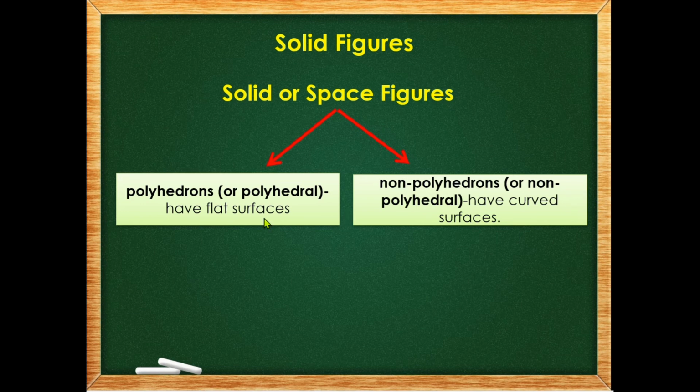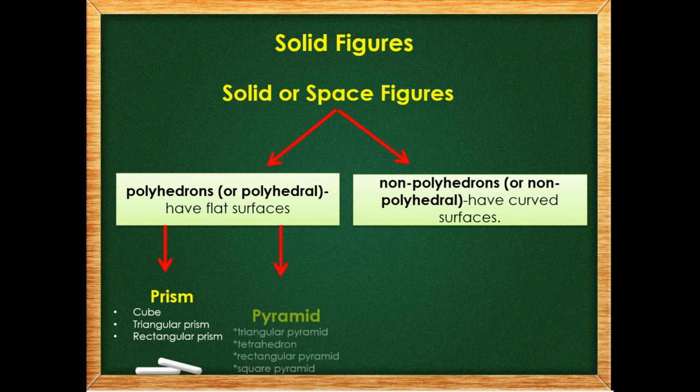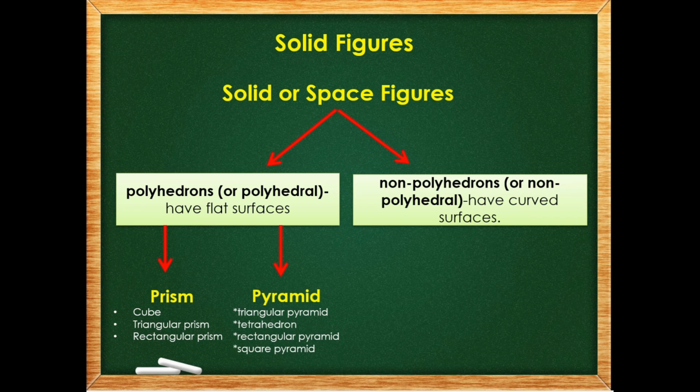Examples of polyhedrons are: first, prism. Prism has different kinds. We have cube, triangular prism, and rectangular prism. Another example of polyhedron is a pyramid. A pyramid has different types. We have a triangular pyramid, tetrahedron, rectangular pyramid, square pyramid, and many more. Again, prism and pyramid have flat surfaces, so they are polyhedrons.